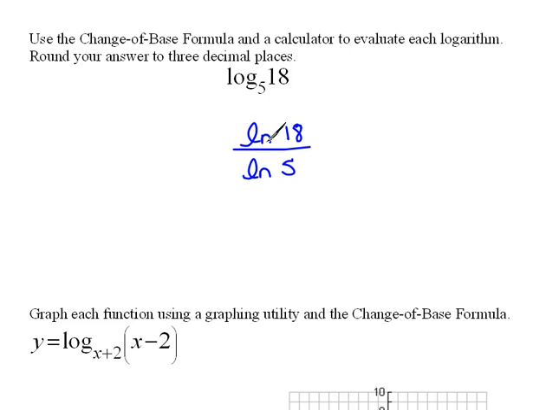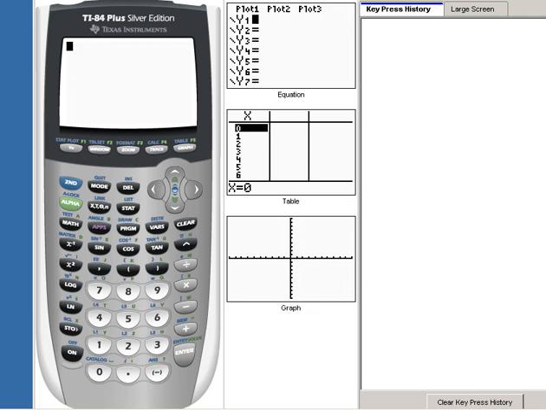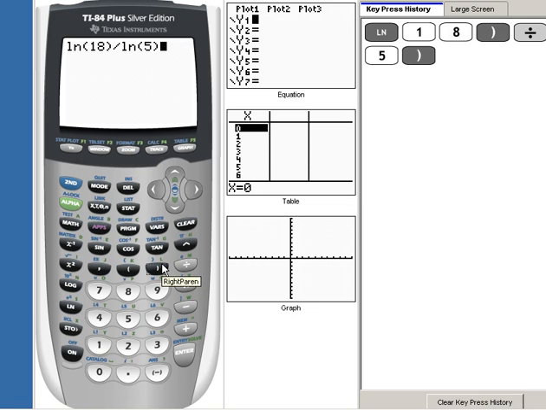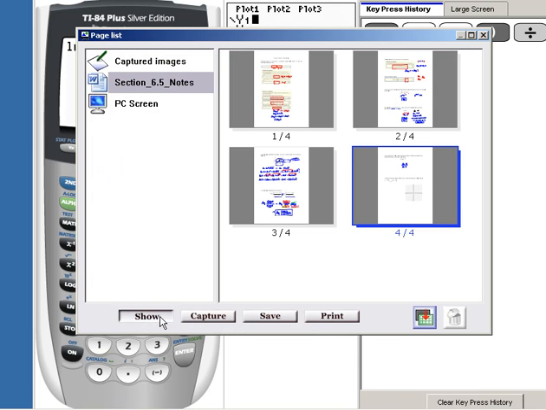So I'm going to type in the natural log of 18 divided by the natural log of 5. So that would be the natural log of 18. Now I'm going to close the parentheses because that's all I want to take the natural log of, divided by the natural log of 5. And now I'm closing the parentheses there also. So that looks like that's going to be, rounded to 3 decimal places, 1.796. Okay, let me go back to my paper here.